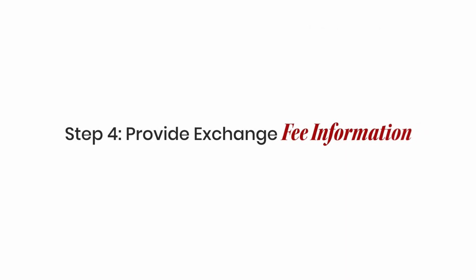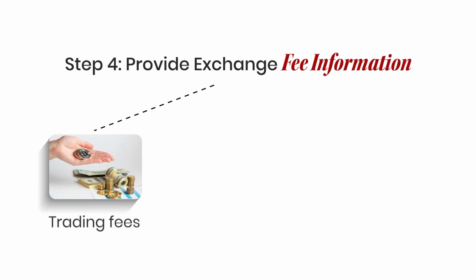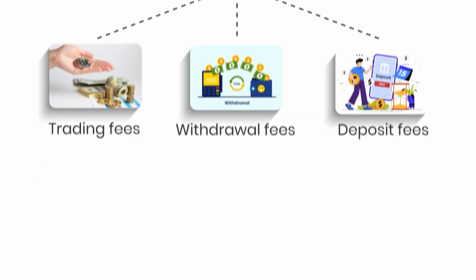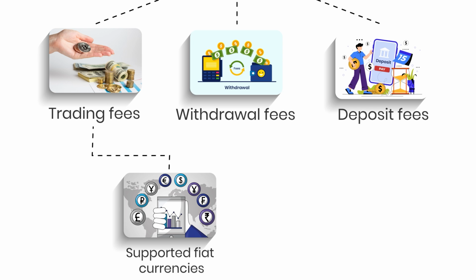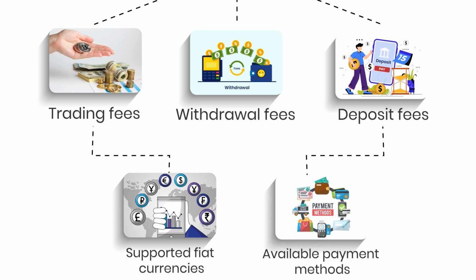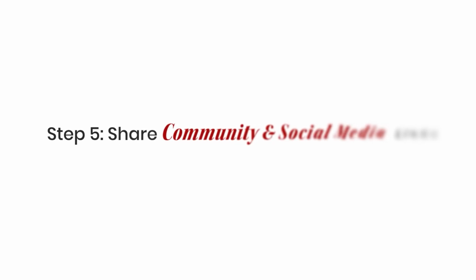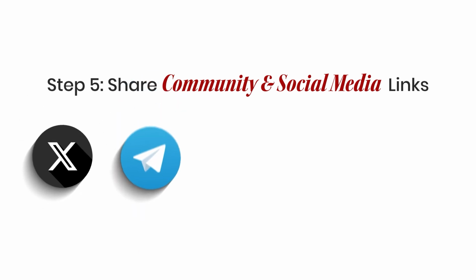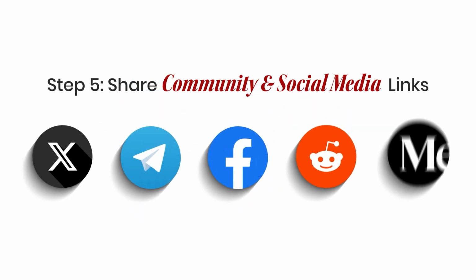Step 4. Provide exchange fee information. Include details on trading fees, withdrawal fees, deposit fees, supported fiat currencies, and available payment methods. Step 5. Share community and social media links. Make sure to provide active links for Twitter, Telegram, Facebook, Reddit, Medium.